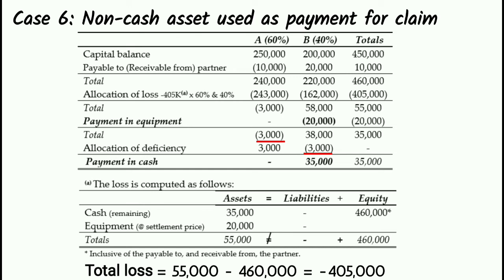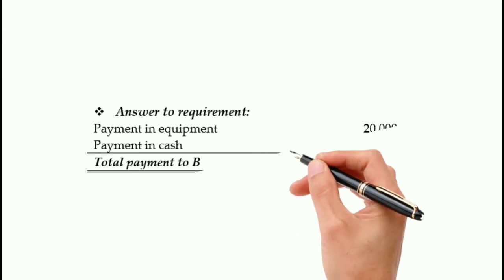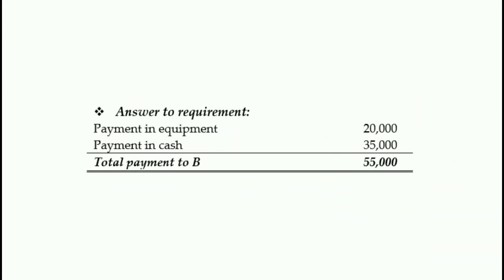After allocating the deficiency, no payment in cash will be given to partner A, and 35,000 pesos will be paid in cash to partner B. At this point, we can now answer the requirement in case 6. The payment in equipment is 20,000 pesos and the payment in cash is 35,000 pesos. Therefore, the total payment in equipment and in cash is 55,000 pesos.